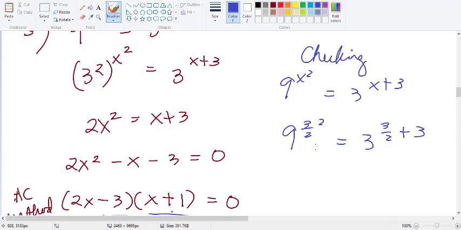Guys, maganda talaga kung mag-invest kayo sa calculator.